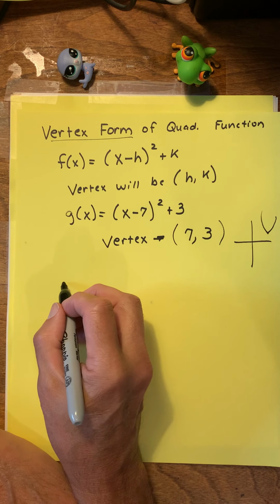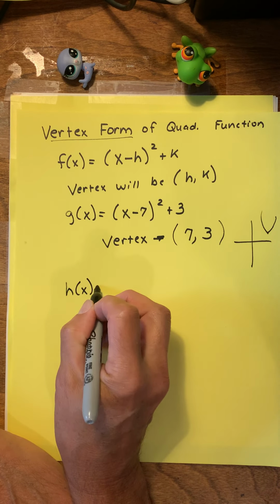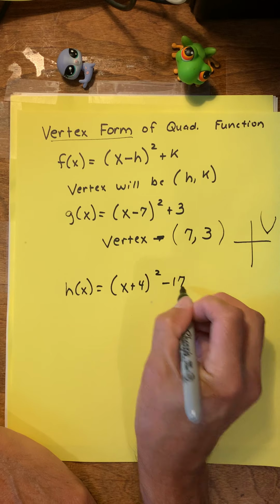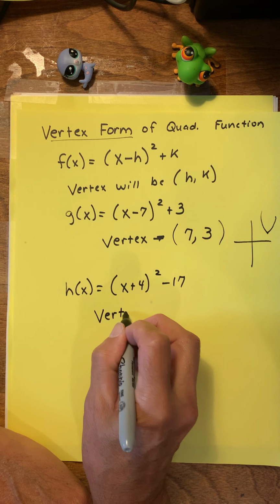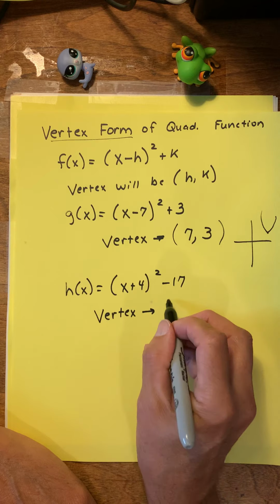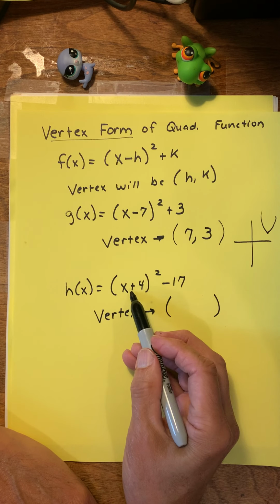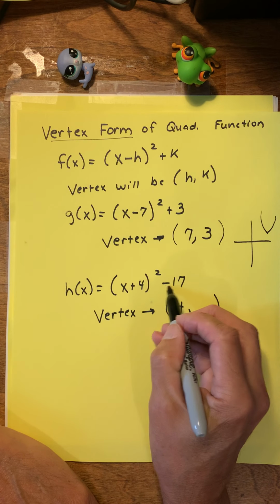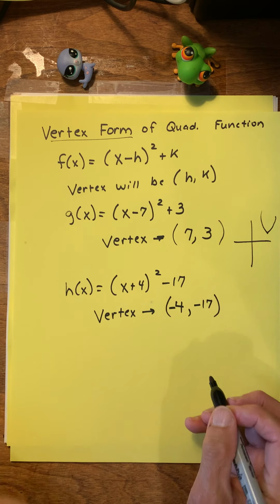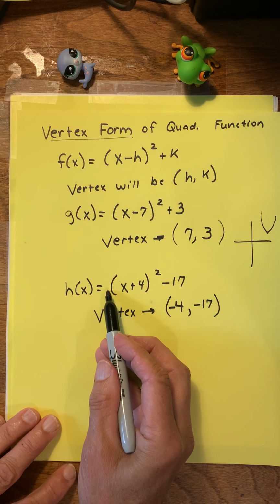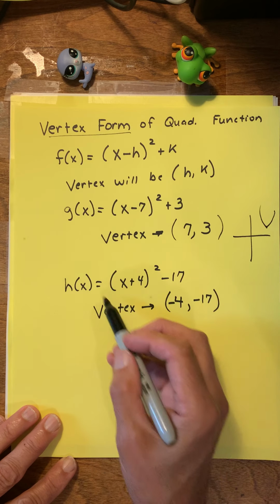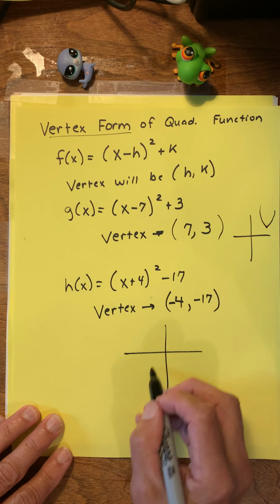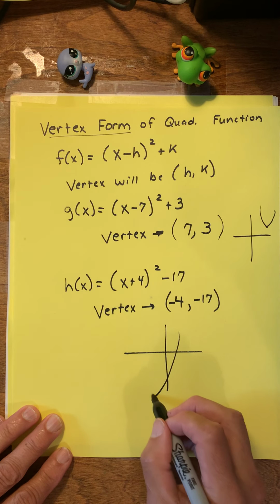All right, look at another one. What's the vertex of this one? Well, it's simply the opposite of this number and exactly this number. And since there is a positive in front of my parentheses, I know likewise this is an upward turning parabola. It's got a vertex at (-4, -17), and it's an upward turning parabola.